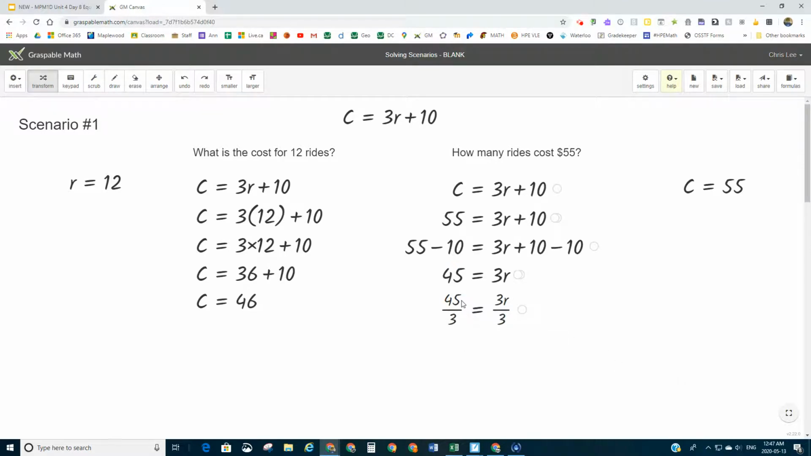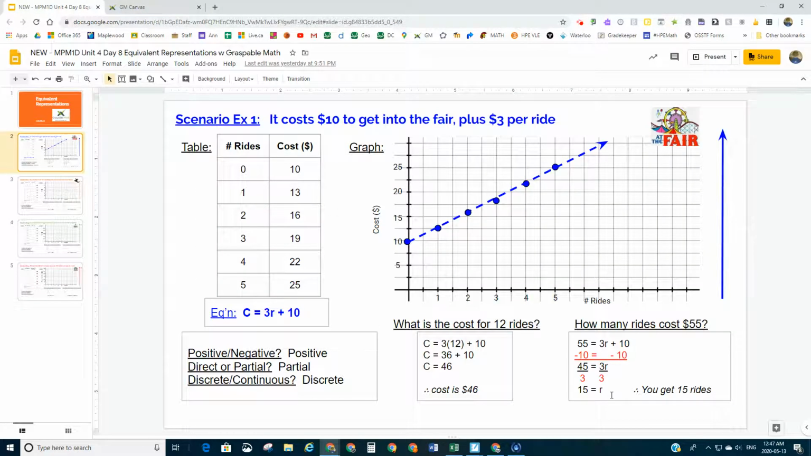And now I've got 45 divided by 3 equals 3r divided by 3. And now to do the division, you actually click on the division bar and you get 15, and click on the division bar and you get R equals 15. Again, I'm going to move this up so it looks like I did the division in both divisions in one step. And regardless, I get R equals 15, which is the same answer I got over here.